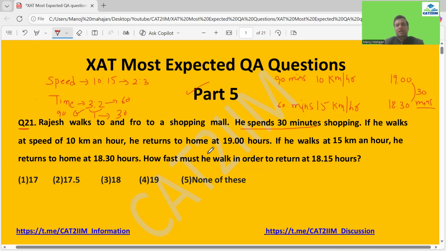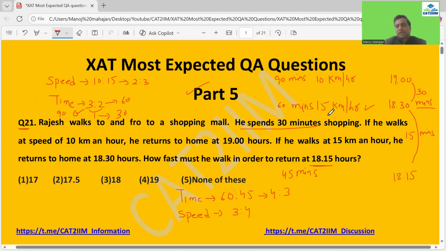Now, the same distance he has to travel, but he has to return home at 18:15. You can use any of the data here to get the answer. I'm comparing with 15 kilometer per hour. The difference in the timing is 15 minutes. So if at 15 he takes 60 minutes to travel, here he should take 60 minus 15, that is 45 minutes. So we know the time ratio now: 60 is to 45, which is 4 is to 3. So the speed ratio would be the reciprocal of it.